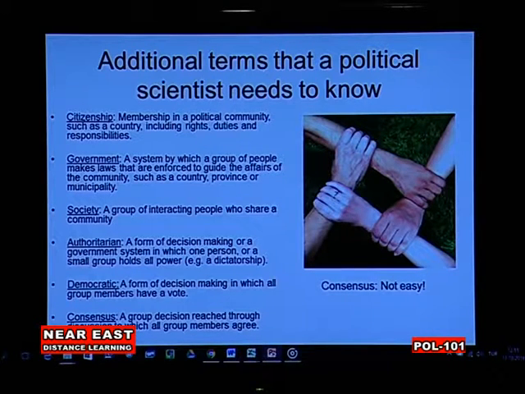Here are more concepts, more terms. Citizenship, right? I think these are also quite self-explanatory. But citizenship, I want to emphasize, is membership in a political community such as a country, including rights, duties, and responsibilities. I want you to know that there is no citizenship outside the nation state, because the nation state is the political unit of this world.